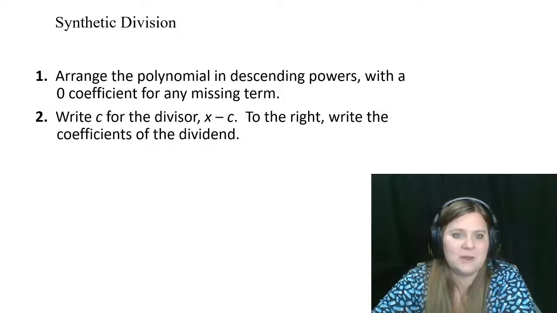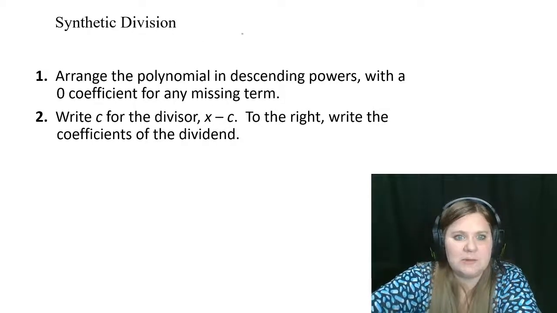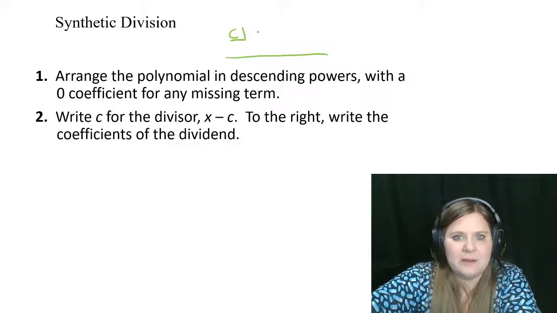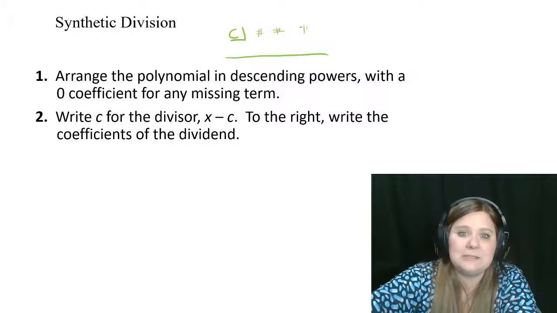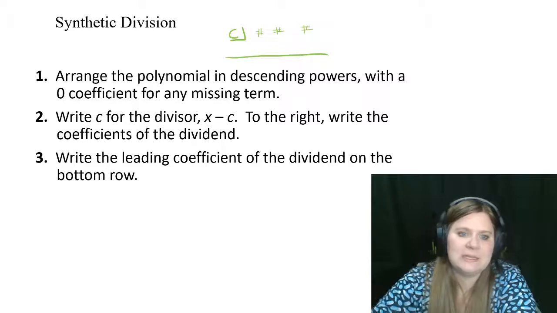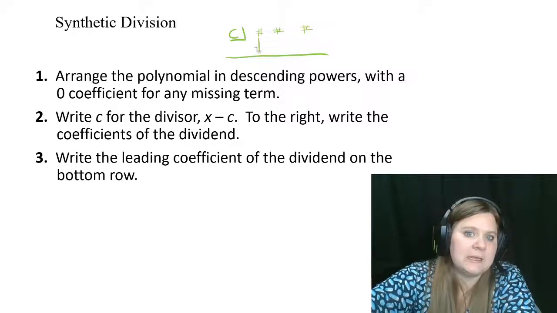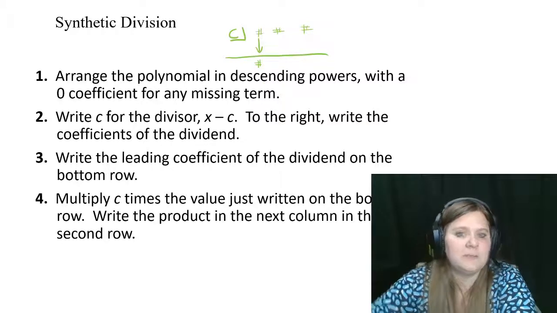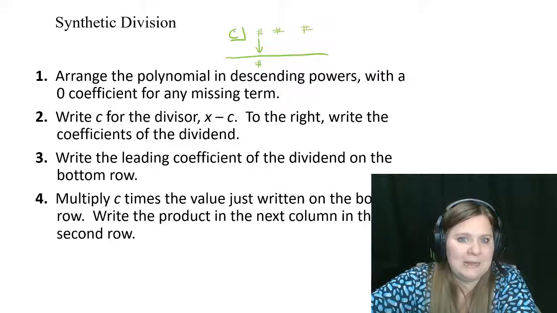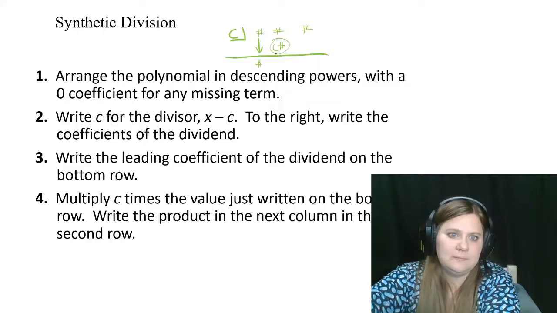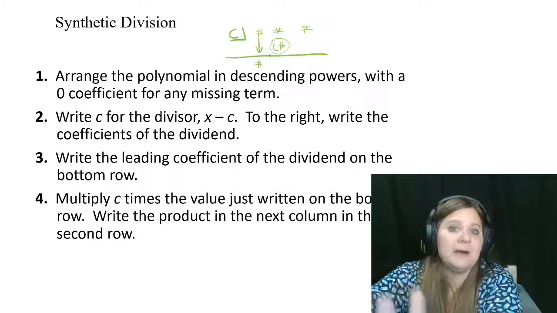Now, we're going to write C for the divisor in a little box, okay? And then we're going to write the coefficients of the dividend next to it. So you're going to write your C here, and then you're going to have your coefficients written out here, okay? Then you're going to write the leading coefficient of the dividend on the bottom row. So you're going to carry the first one down. Then you're going to multiply C by that number. And you're going to write it right here. And then after that, you're going to add down. Pause the video if you need to catch up.